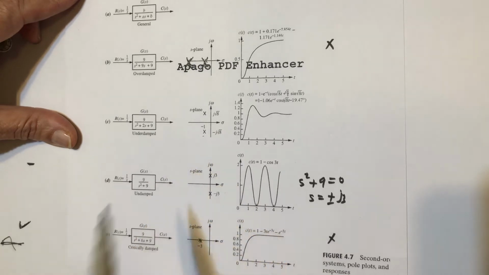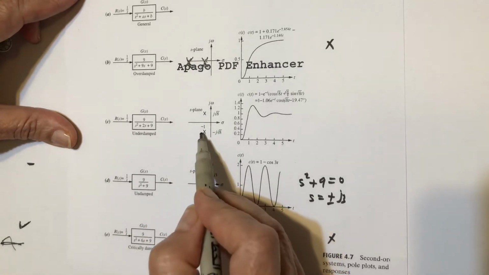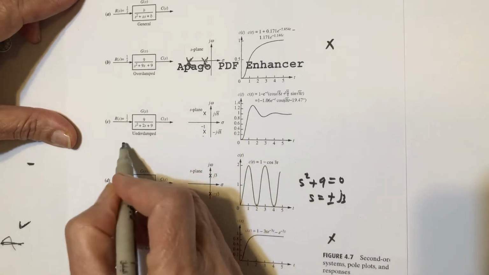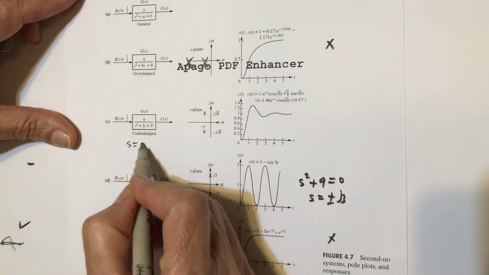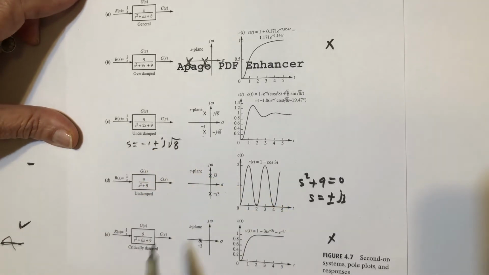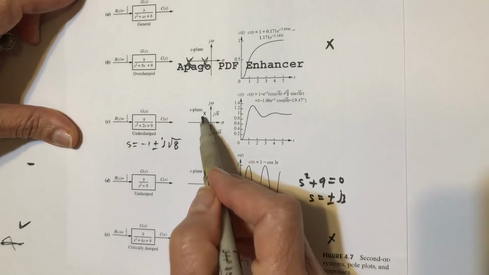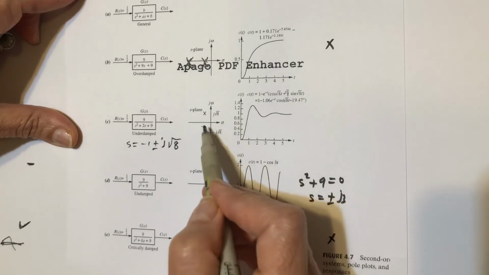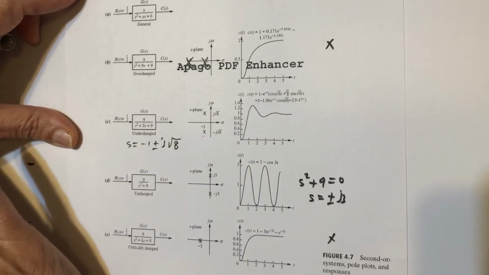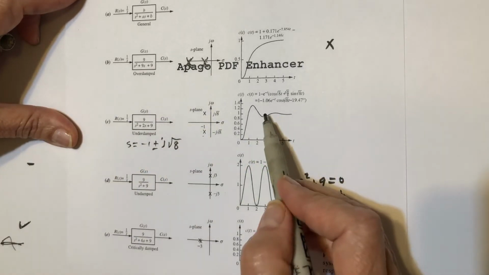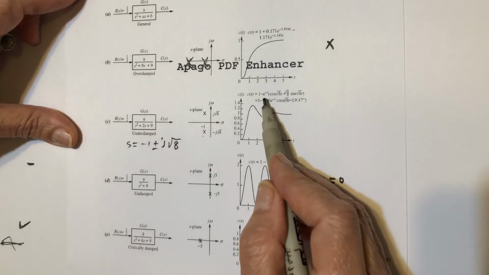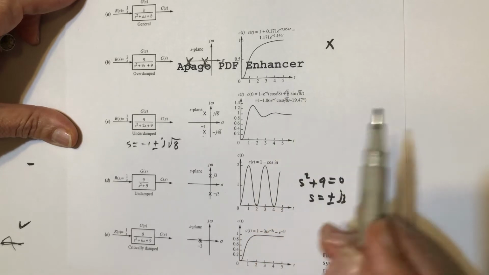They are complex, minus 1 plus minus j. So here s will be minus 1 plus minus j root 8. Here is the 1 and here is the j root 8. So they are complex. Once you see complex poles or roots, you say that the response will be sinusoidal. But it's not a pure sinusoidal, it's an exponential damped sinusoid. We call it a damped sinusoid.